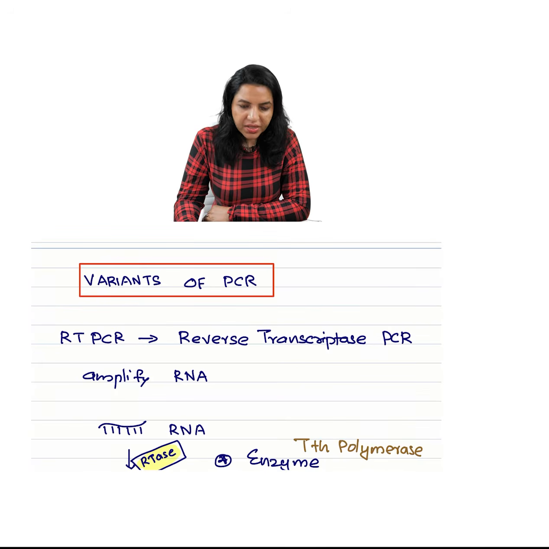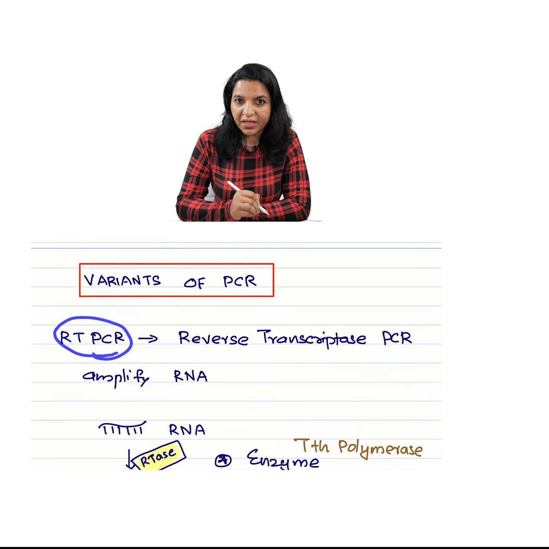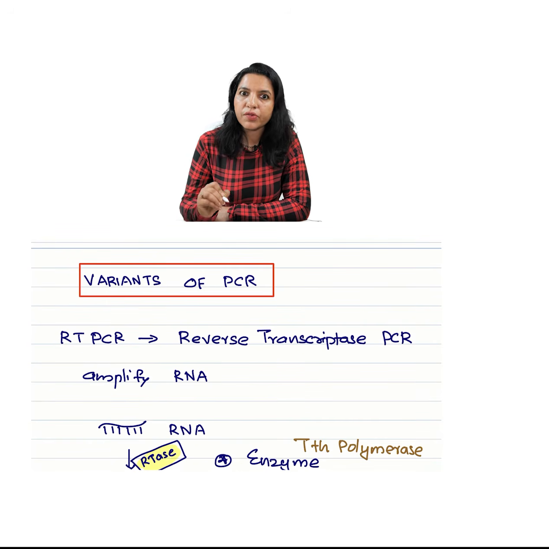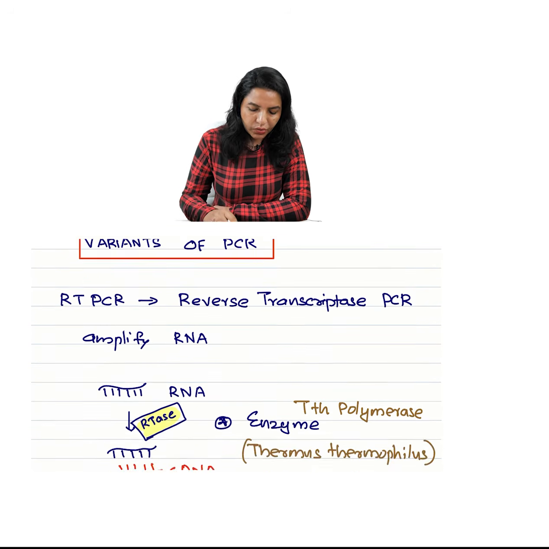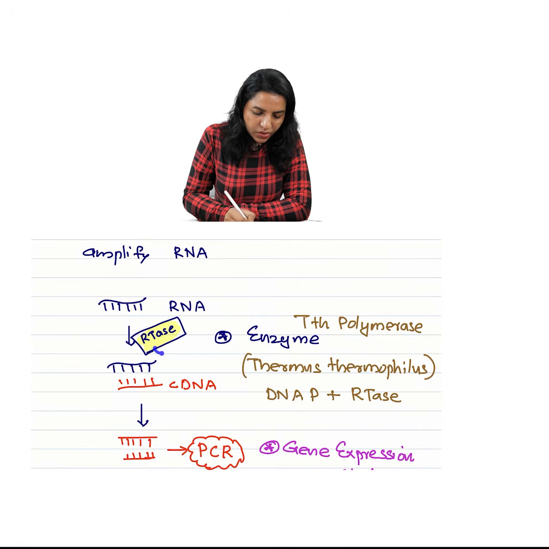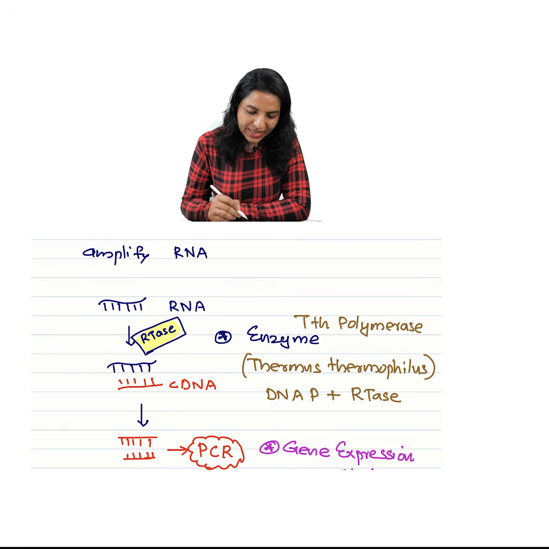So the first one is reverse transcriptase PCR, what we call RT-PCR. And what's the function of this? This is to amplify any type of RNA. And what are the steps that we use? The first one requires a reverse transcriptase reaction, so that what we produce is called complementary DNA, otherwise called cDNA.